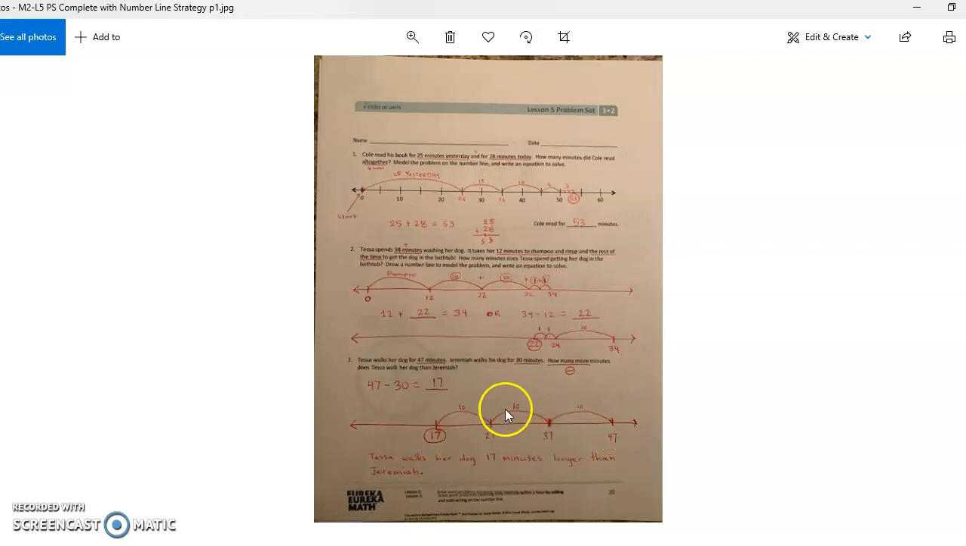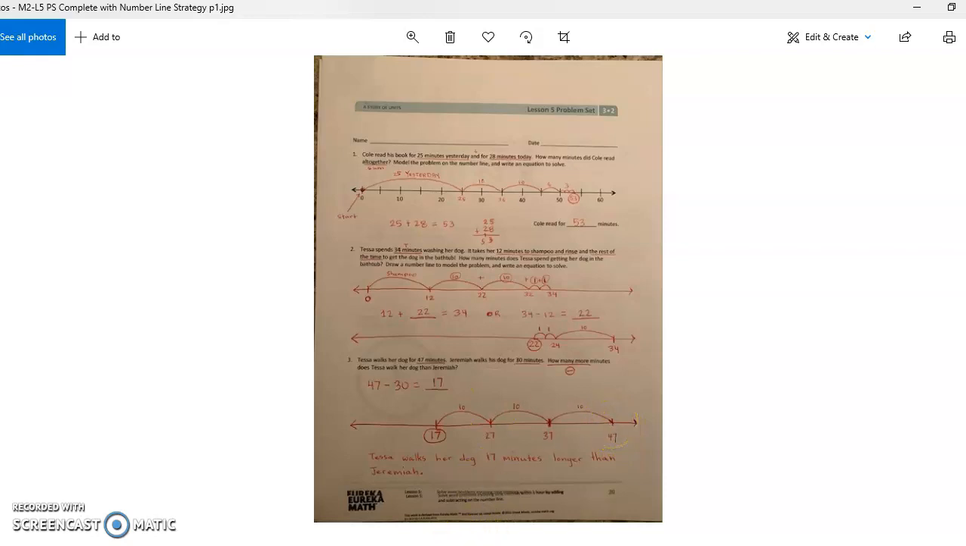Count back 10 more, 37 to 27. Count back 10 more, 27 to 17. So I counted back 10, 20, 30. 47 minus 30 gives me 17, a difference of 17. So Tessa walks her dog 17 minutes longer than Jeremiah. It's just a counting by 10 strategy, and I'm modeling it on a number line.